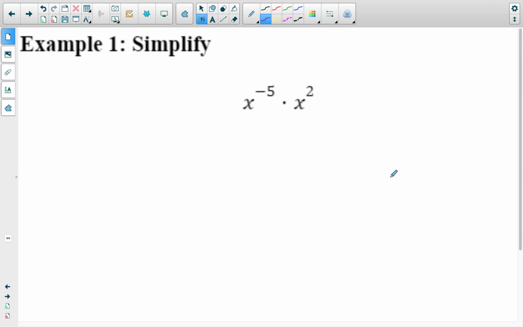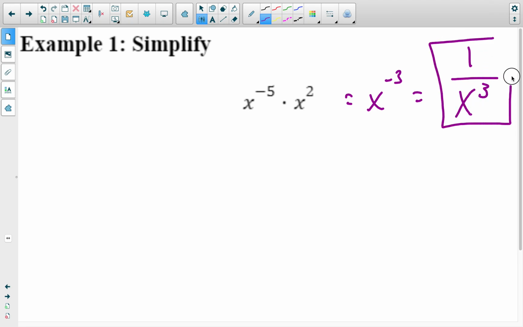X to the negative fifth times x squared. You kind of have a choice here. We could multiply like this, right? So when we multiply two terms with the same base, we add their exponents. So negative 5 plus 2 would give us x to the negative third. But I never want you to leave your answer with a negative exponent. I want you to rewrite it as 1 over x cubed.